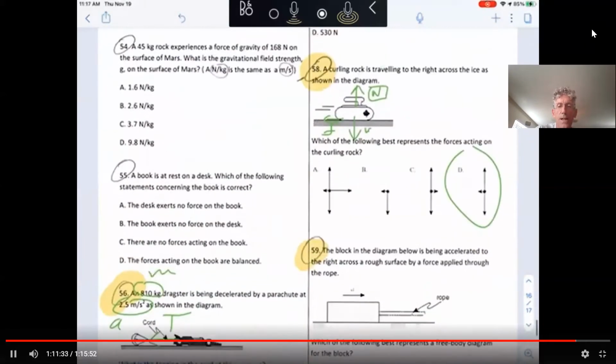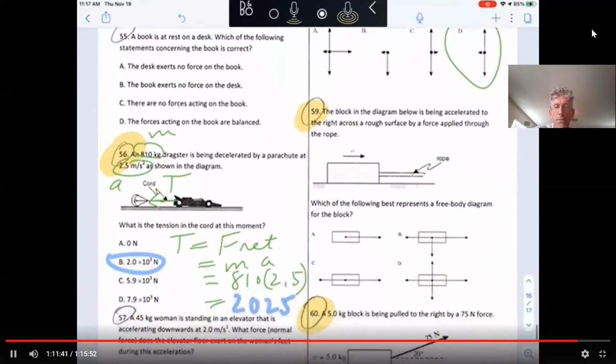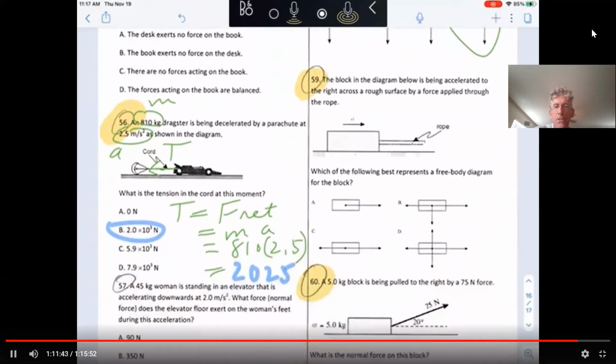Okay, let's go to 59. A block in the diagram is being accelerated to the right. So the tension has to be greater than the frictional force. It's not a rough surface, so there's no friction. But I also have normal force and weight balancing out. So which one has the forward force, tension being bigger than the friction?